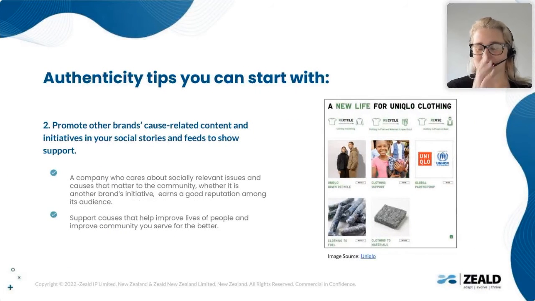Now, another bit that you can get into and do quite quickly is promoting other brands' cause-related content and initiatives in your social stories and feeds to show support. I think, and we've used the climate and eco example here, but if you have goals or values that align to some other companies that aren't your direct competitors, you could share information about them or their posts as well. This can help with your content because it's showing a sneak peek into things that are important to you in your business, and that's what you're pushing to your customer as well.